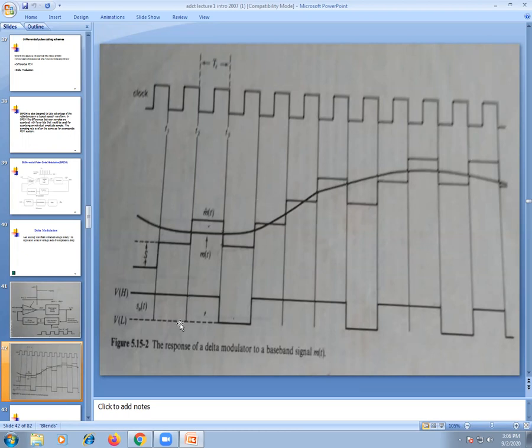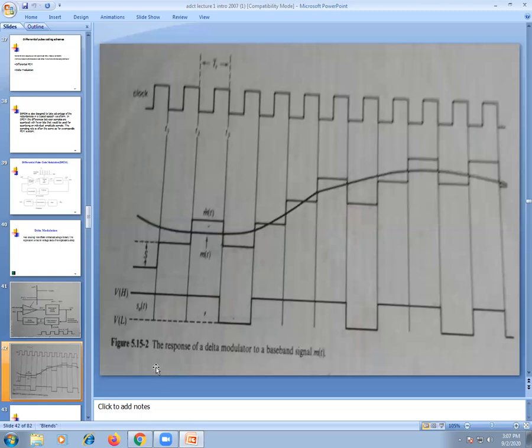Likewise, this is with reference to the clock, 1, 2, 3. Clocks are there in order to count when M of t is greater, and one clock is low, down, when M of t is less than M cap of t. Likewise you are able to get the digital data 1, 1, 0, 1, 1, 1, 0, 1, 1, 0, 1, which is the output of delta modulation.